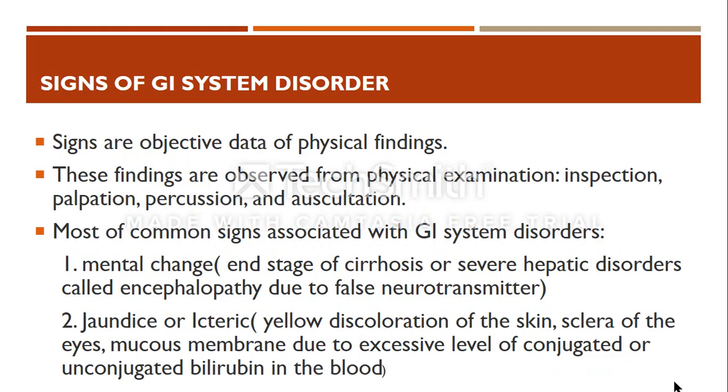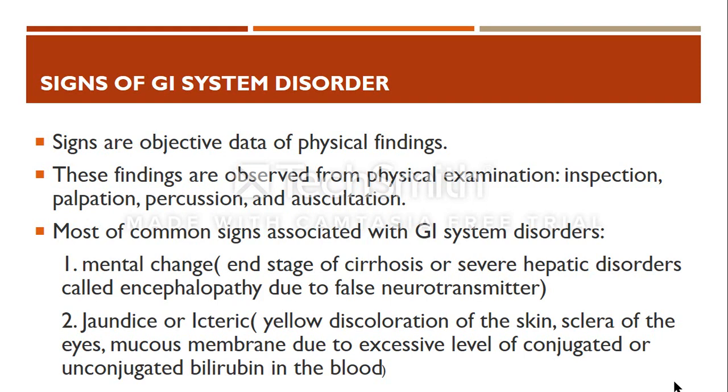Hematochezia. Then we have signs of GI system disorders. Signs are objective data, physical findings. These findings are observed from physical examination, where we have inspection, palpation, percussion, and also auscultation. Among the common signs associated with GI system disorders, we have mental change: in end-stage cirrhosis or severe hepatic disorder, called encephalopathy, due to false neurotransmitters.